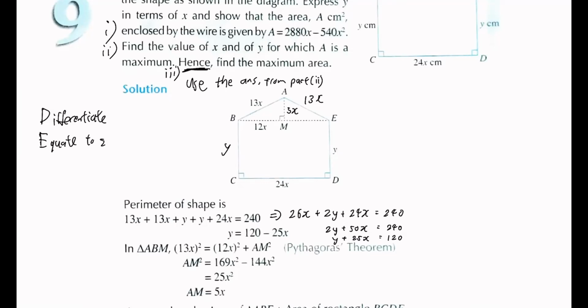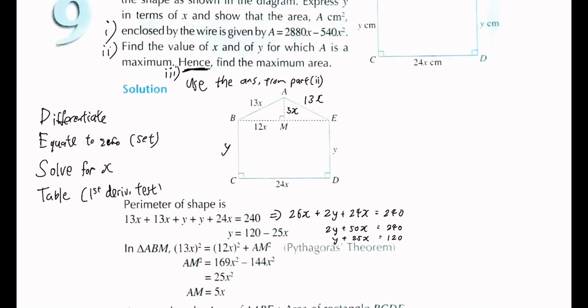Then S. What's S? Not equate or set. I usually use the word set. S is solve for x. You set it equal to 0, and of course you solve for x. I think you already do that automatically. And then T for table. Yes. It's also known as the first derivative test.